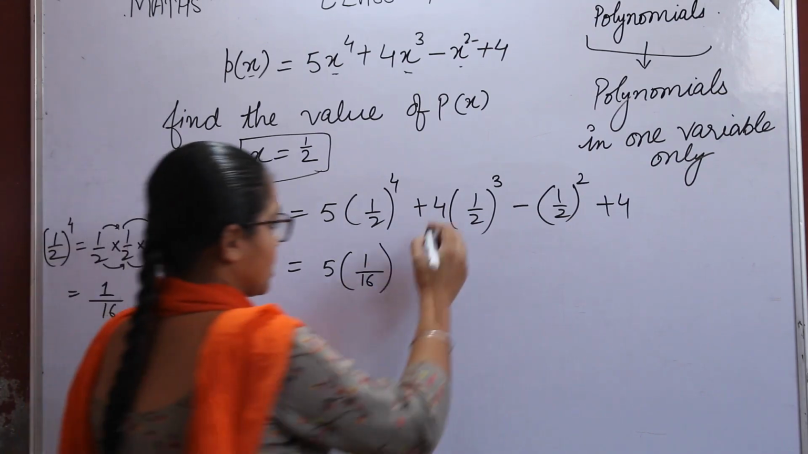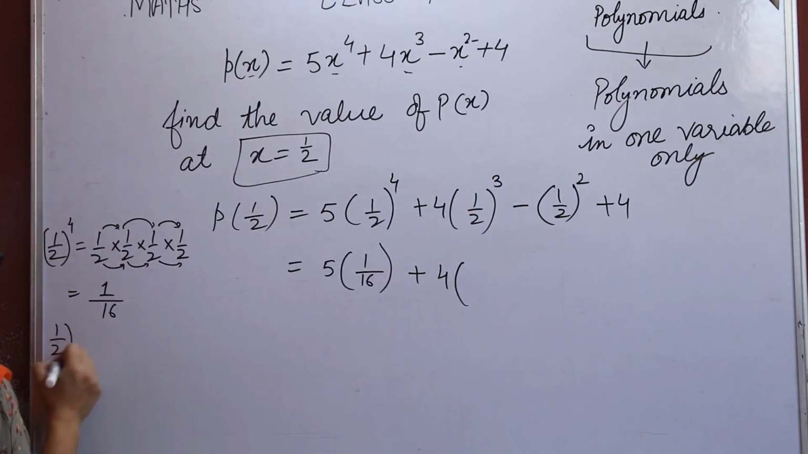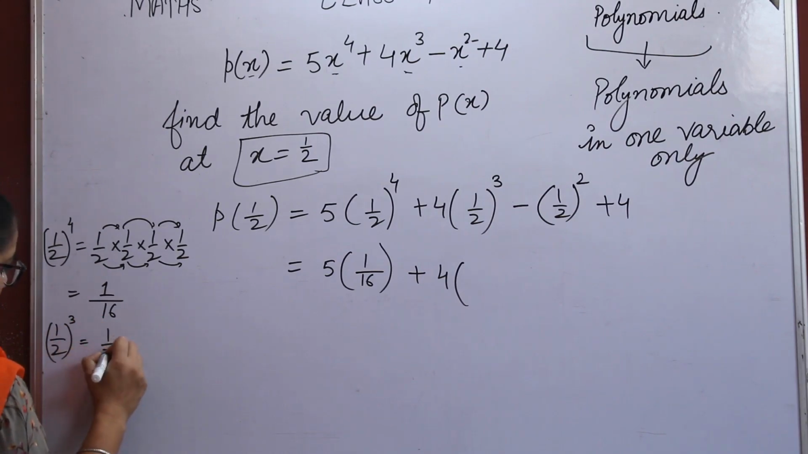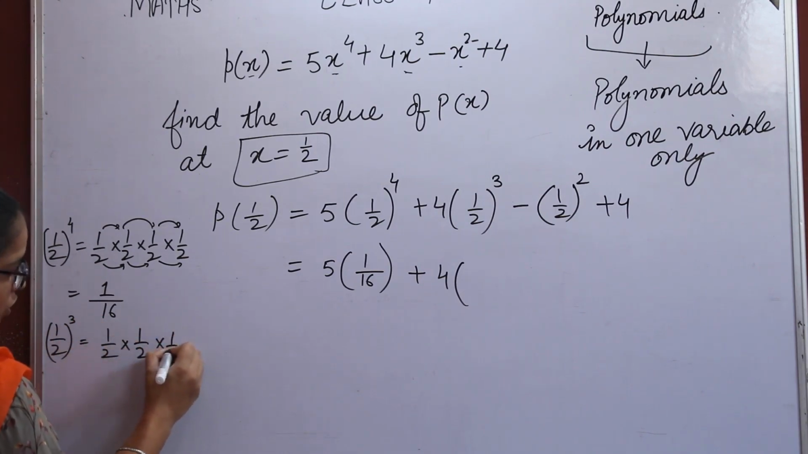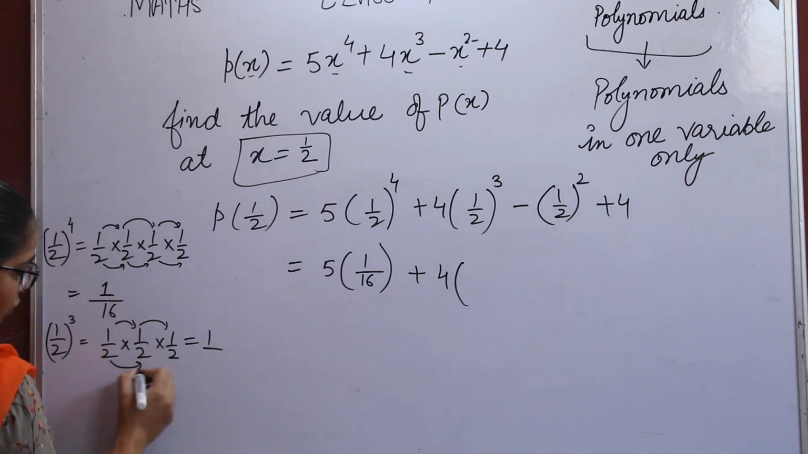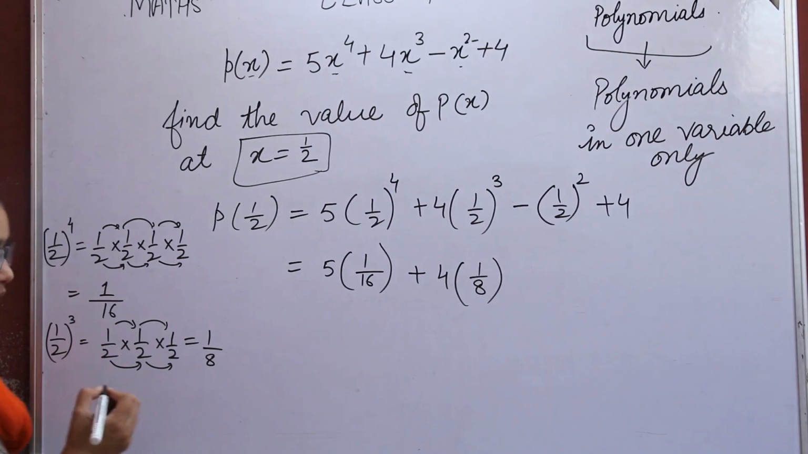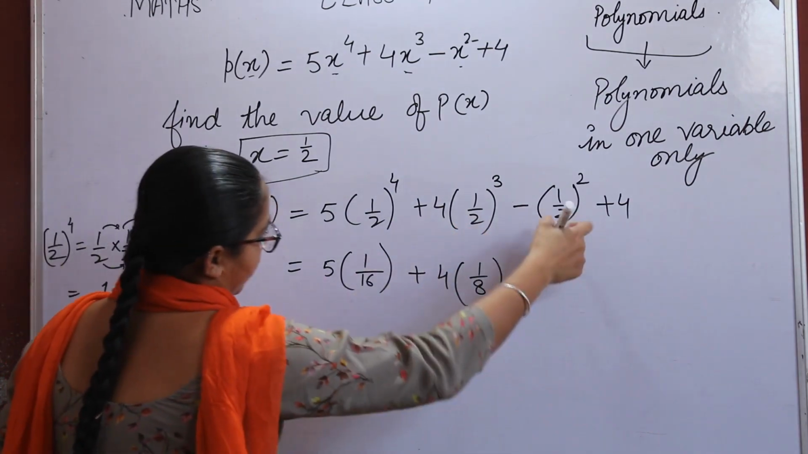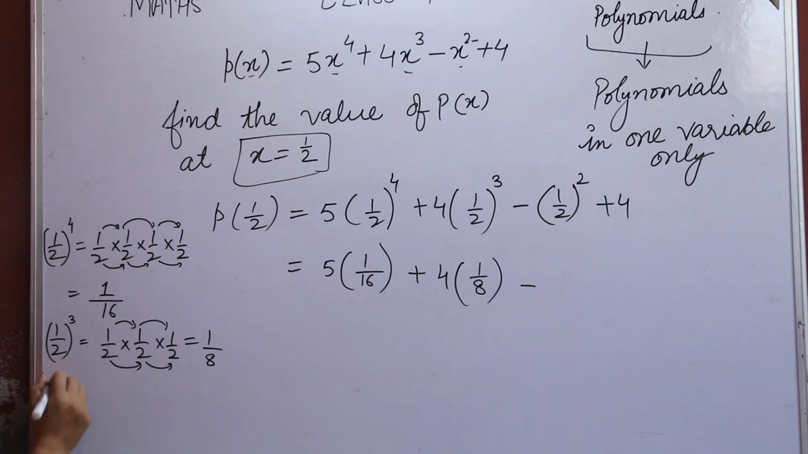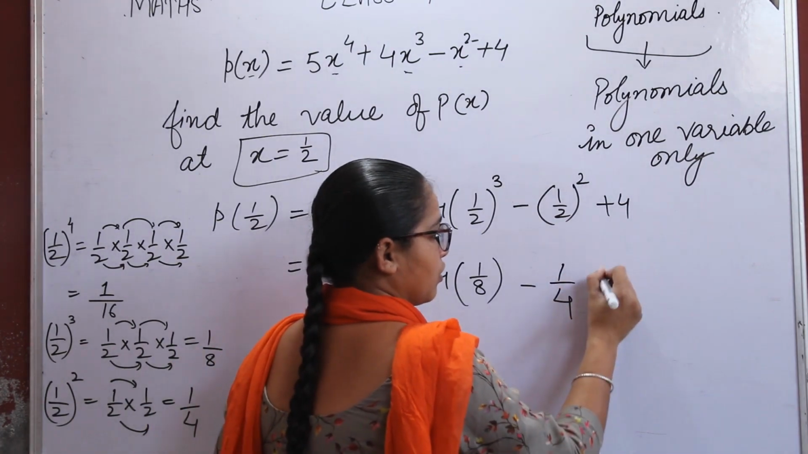Got it? Next, plus 4 as it is. 1 over 2 raised to power 3 means multiplication of 1 by 2 how many times? 3 times. So again 1 ones are 1, 1 ones are 1, 2 twos are 4, 4 twos are 8. So what we get? 1 over 8. Okay, then minus 1 over 2 two times. So 1 over 2 raised to power 2 means 1 by 2, 1 by 2 two times. So 1 ones are 1, 2 twos are 4. So what we get? 1 over 4.